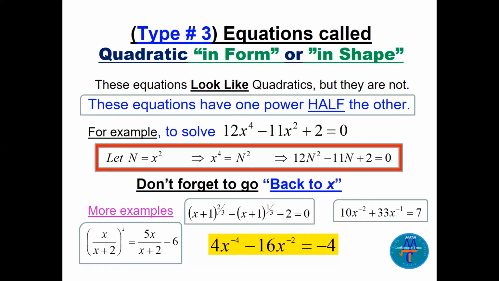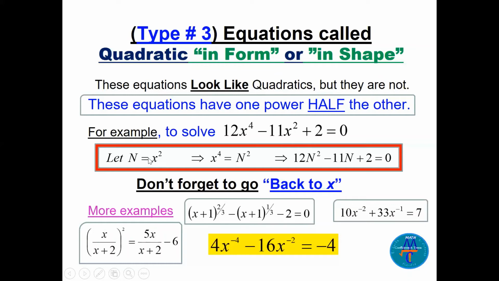Now, the last question: how do we know that these equations are quadratic in form? If one power is half the other power. See here we have power 4 and power 2; one of them is half. Here we have power minus 4 and minus 2; one of them is half. Here we have 2 over 3 and 1 over 3. Here we have minus 2 and minus 1. But if we have here x power 4 and x cubed, this is not quadratic in form, so we have to use other methods.